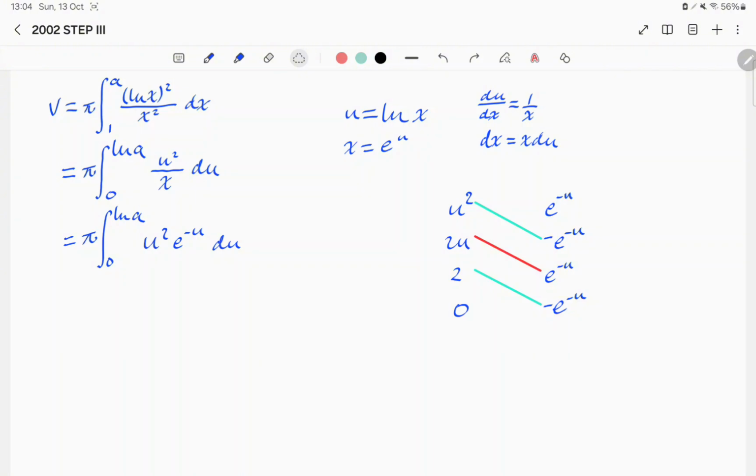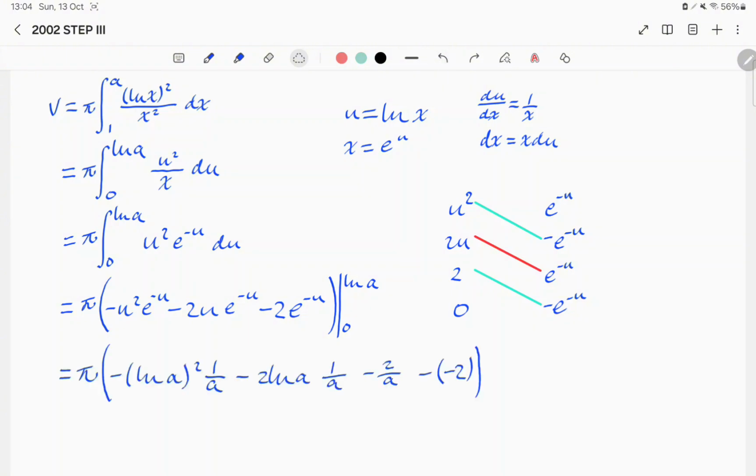This can be integrated by parts using the table here. I have explained the table method, or the tabular method, in my previous video, link in the description below. And the integral will evaluate to pi of negative u squared e to the negative u minus 2u e to the negative u minus 2 e to the negative u between 0 and ln a.